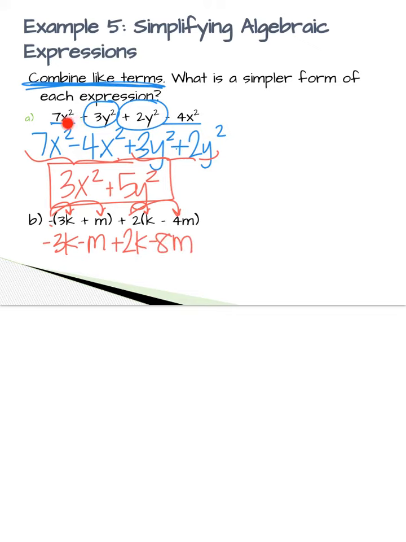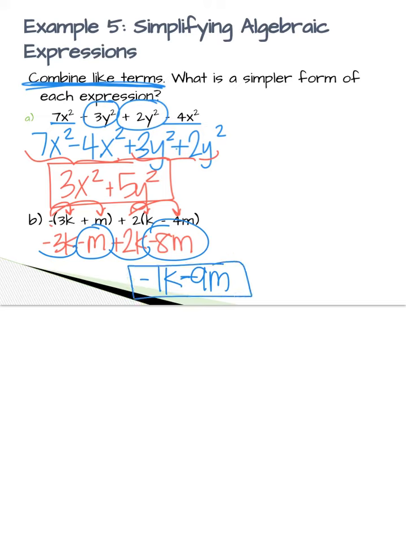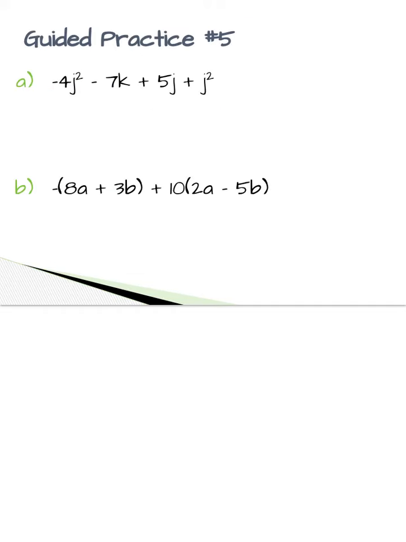Now this step where I rewrote them so that they were all together is not necessary, and you can go ahead and combine like terms without rewriting it. So I'm going to show you how to do that now. Negative 3k plus 2k is negative 1k. And negative m minus 8m is negative 9m. So I get negative 1k minus 9m. And you don't necessarily have to put the 1 in front of the variable, but sometimes you do, sometimes you don't. Last example that I'm going to do for you.